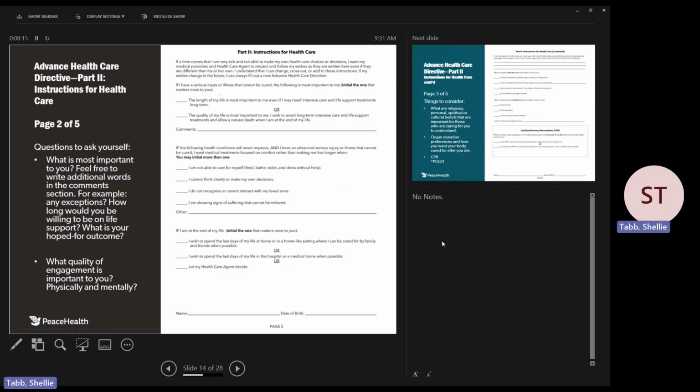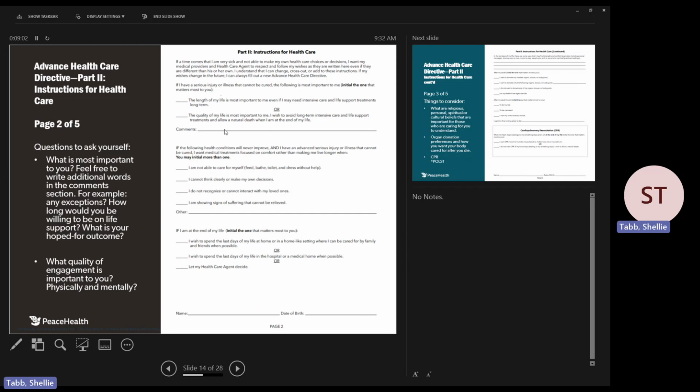Okay, so let's move along to page 2. So page 2 are your instructions for healthcare. And things to note here is that we are talking about having a serious injury or illness that cannot be cured. So the first question for you, and it's a one or the other, is the length of my life is most important to me, even though I may need intensive care and life support treatments long term. Other people value the quality of their life. And so they may wish to avoid long term intensive care and life support treatments and allow for a natural death. And in this, it says, when I'm at the end of my life.